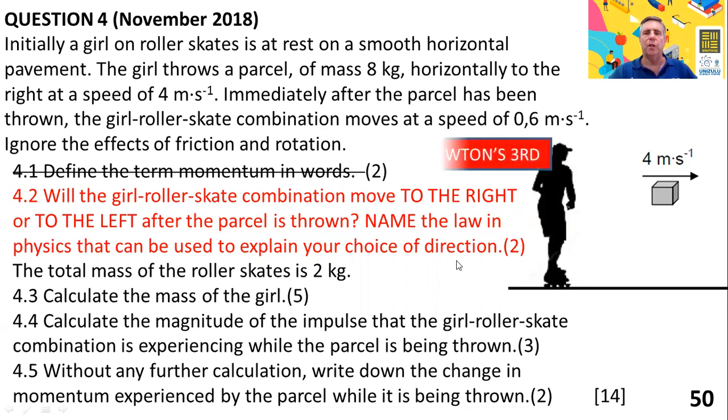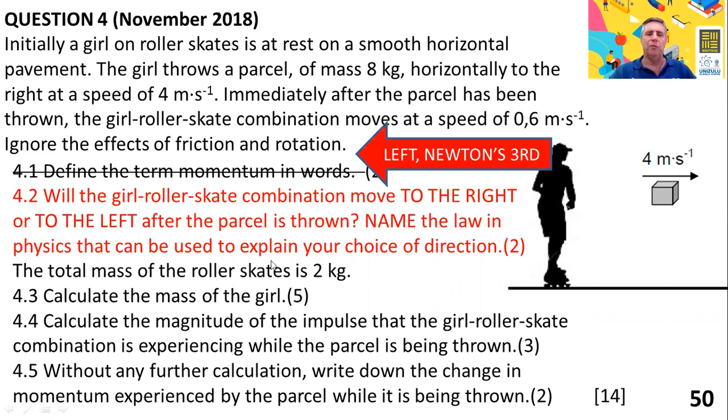Well, she will certainly move to the left, and the law is Newton's 3rd law of motion. It's the action-reaction law. So the girl exerts a force which pushes the parcel away to the right, and therefore the parcel exerts an equal and opposite force which pushes the girl away to the left. Of course, the parcel will travel much faster than she does because it is much lighter.